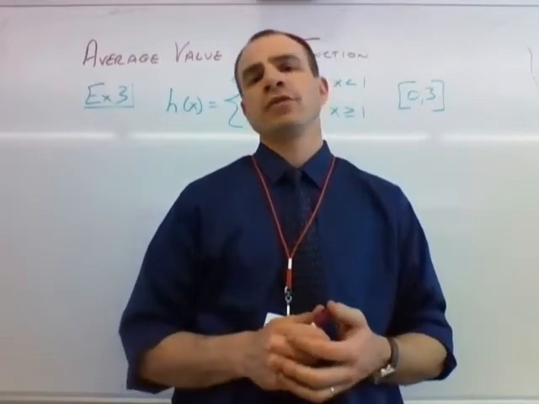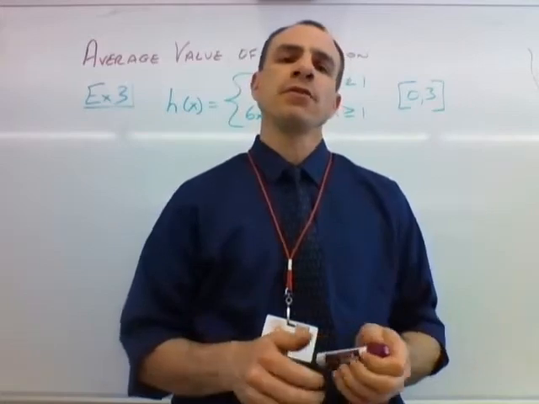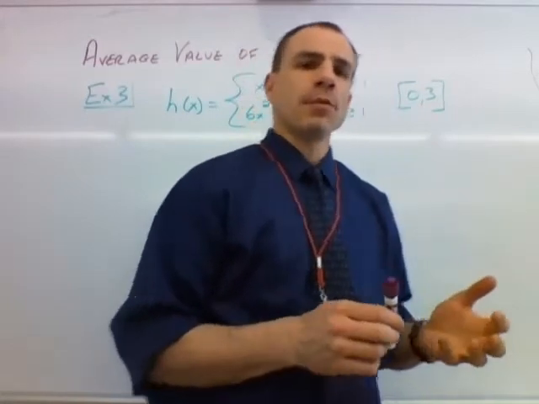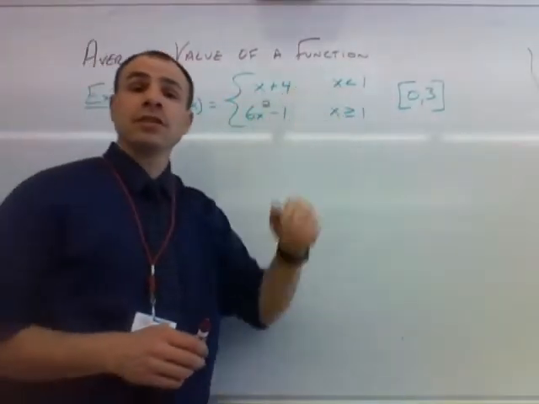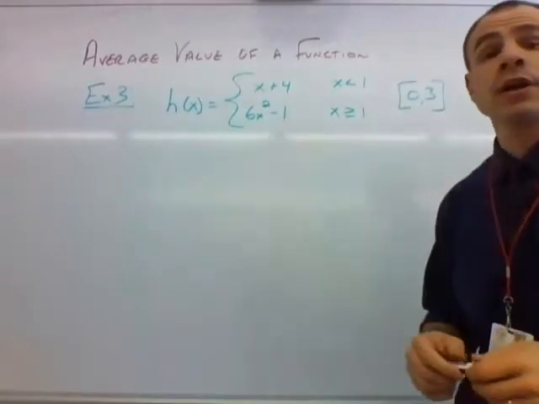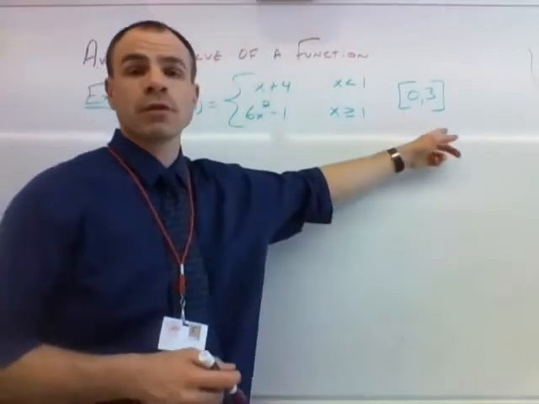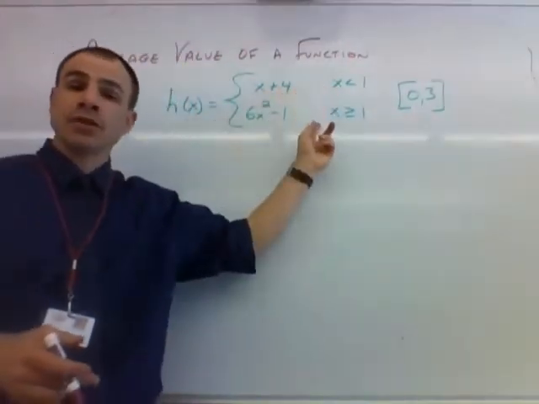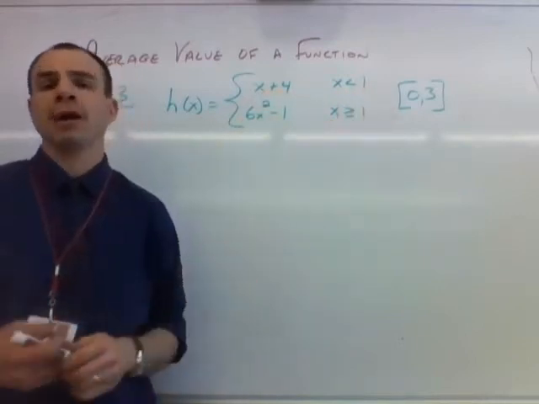Another little wrinkle which the AP writers love to put on the exam is finding the average value of a function where that function is piecewise defined. So we see with example 3 right here that we have h of x is x plus 4 when x is less than 1, and then 6x squared minus 1 when x is greater than or equal to 1. And we're asked to find the average value over the interval from 0 to 3, and obviously we can see that the change from the top function to the bottom function occurs right in the middle of the interval. So how do we go about doing that?